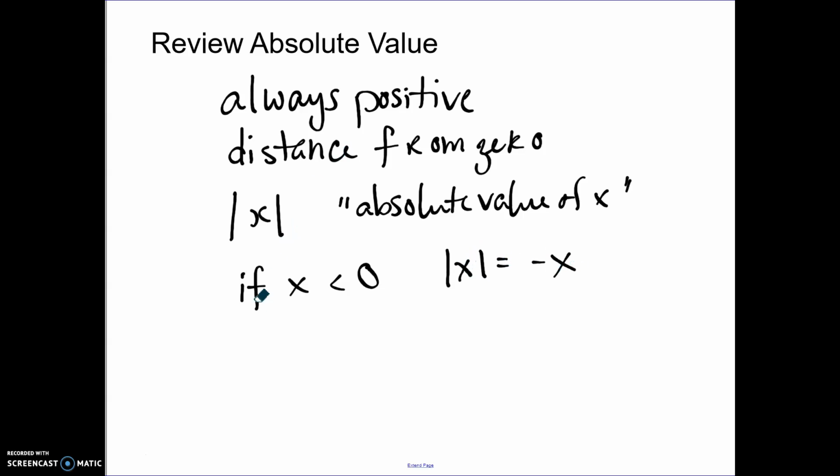And we reviewed this when we were talking about how to solve it. If x is greater than 0, then the absolute value of x just equals x. It doesn't change anything else about the input except to make the value positive, right? It's only measuring that distance from 0.